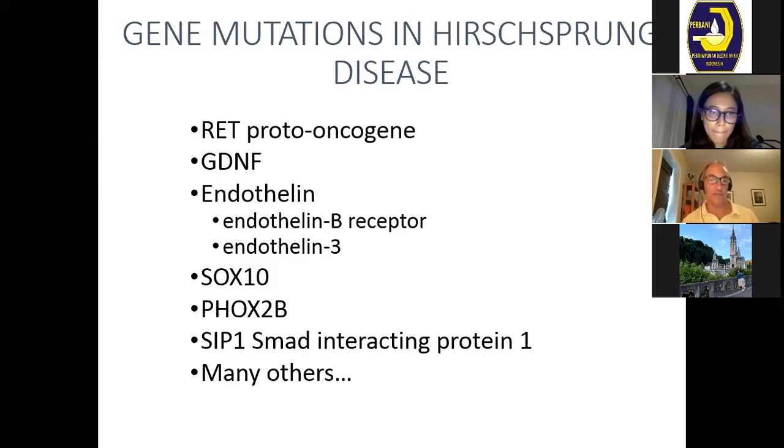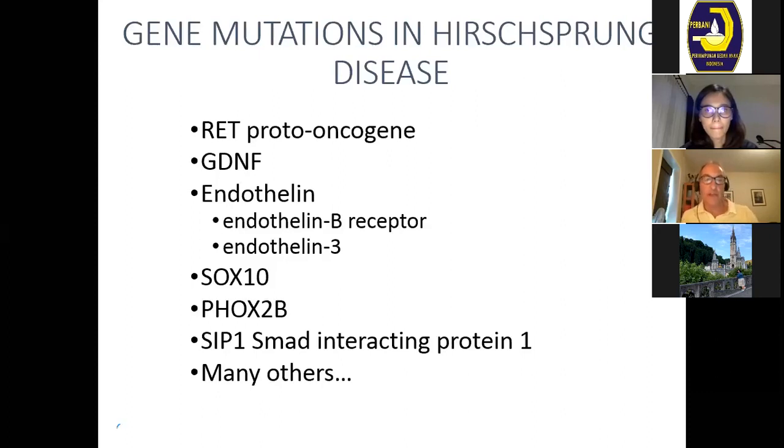And these two genes, RET and endothelin, are very different. They're on different chromosomes, they have different functions. And this supports what I was saying before, that Hirschsprung's disease is not a single condition, a single disease. It's a phenotype, a clinical presentation that might be caused by a variety of different genes.